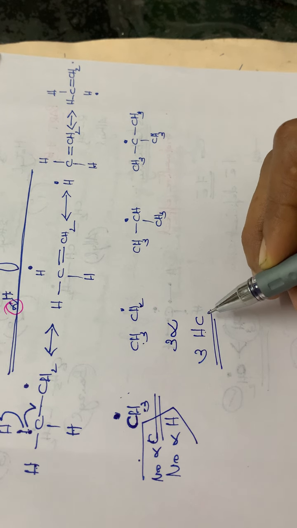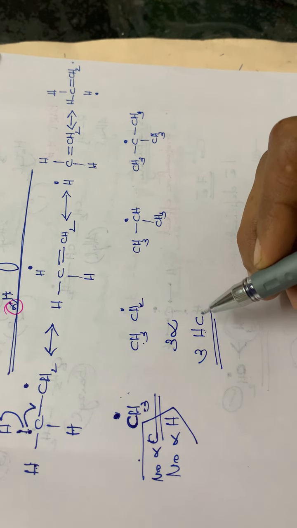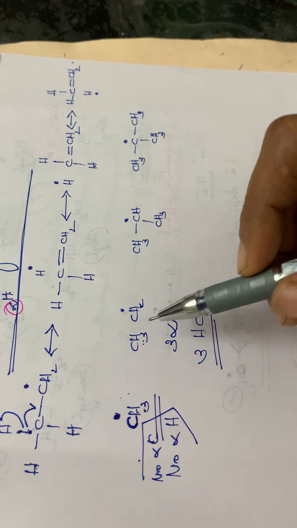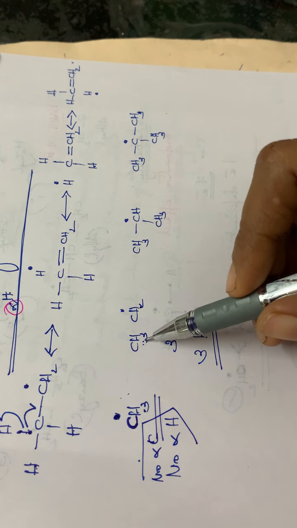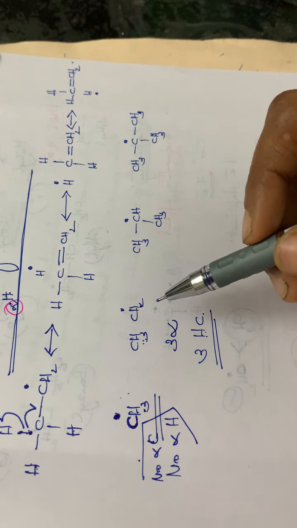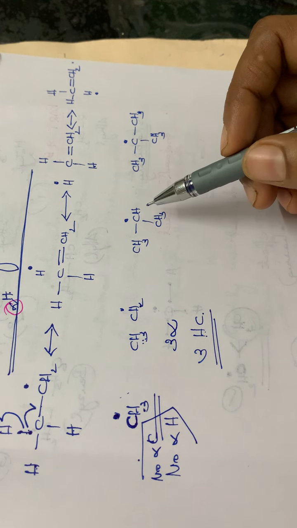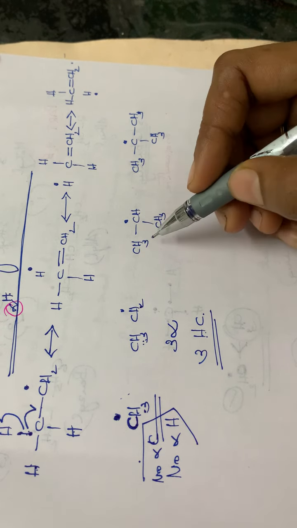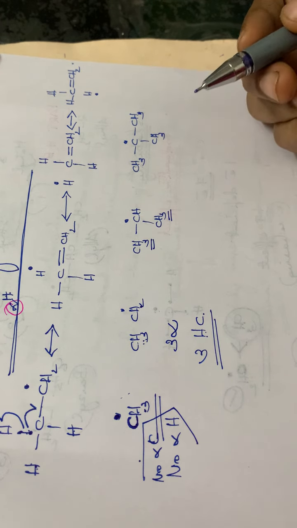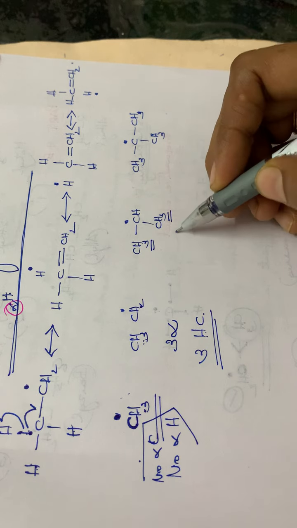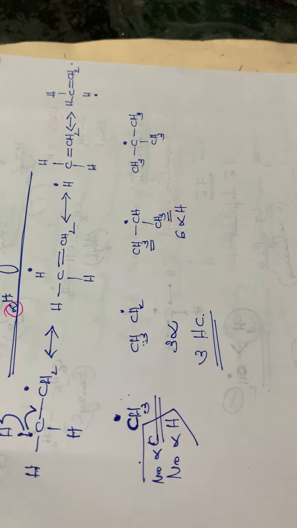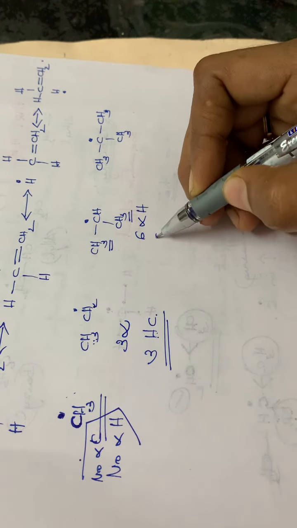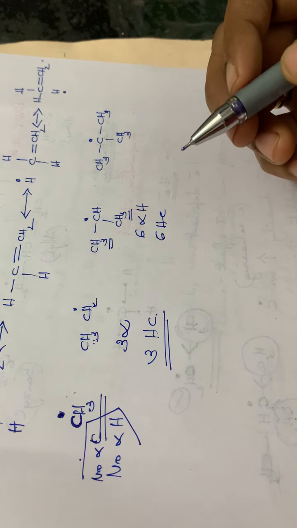I am writing it as HC. You have to write in detail. So this will be having 3 hyperconjugative structures since 3 alpha hydrogens are there. Then in the next one, CH3 twice CH dot. Here how many alpha hydrogens are there? 3 plus 3, isn't it? So in total 6 alpha hydrogens are there. So how many hyperconjugative structures? 6 hyperconjugative structures are possible.